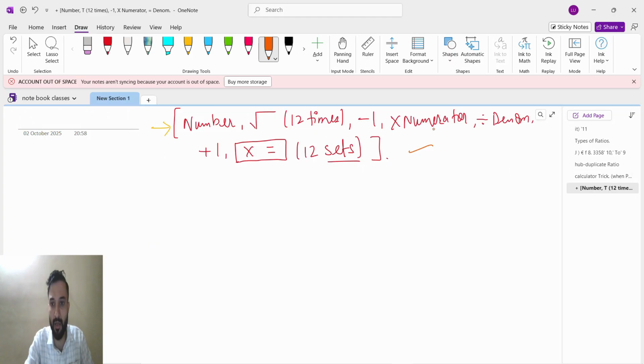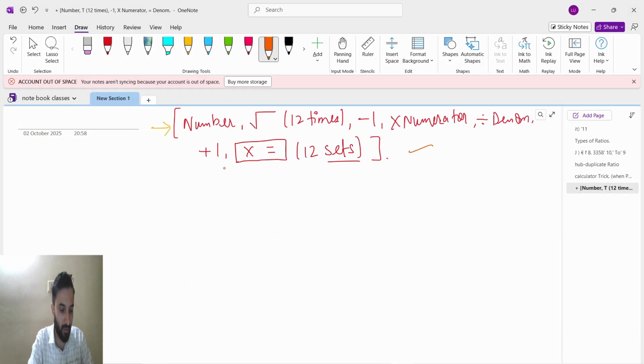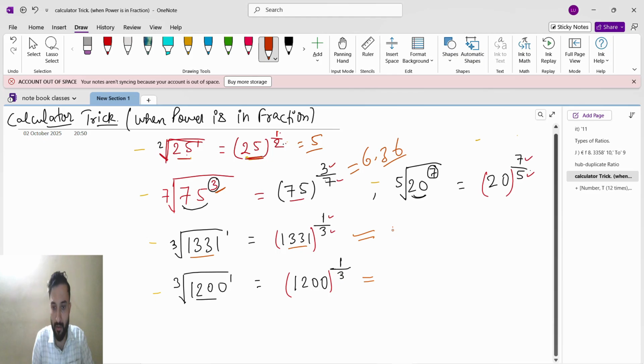Okay. Then multiply with numerator, divide by denominator. The numerator is what? 1. So multiply with 1, then divide by denominator. What is the denominator? 3, divided by 3. Then after that we have to do plus 1. Then into equal 12 sets. Into equal 1, 2, 3, 4, 5, 6, 7, 8, 9, 10, 11, 12. Yes, we'll get 11.0, which is nothing but 11.